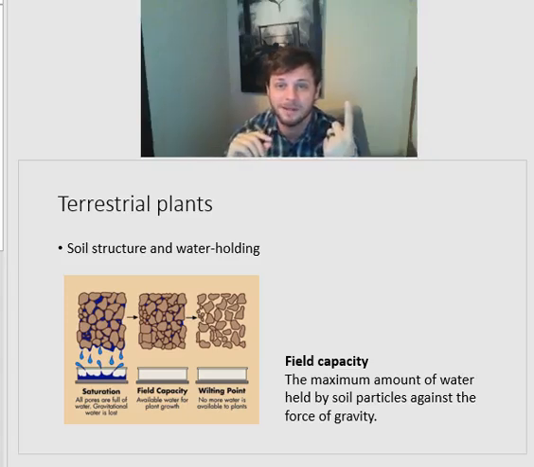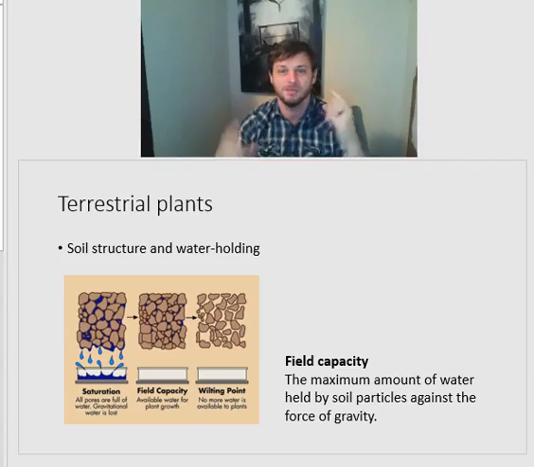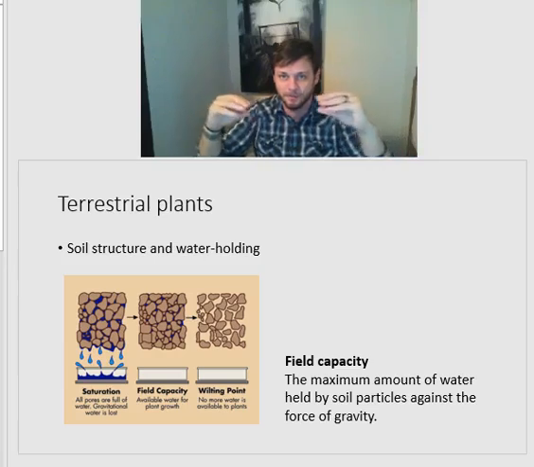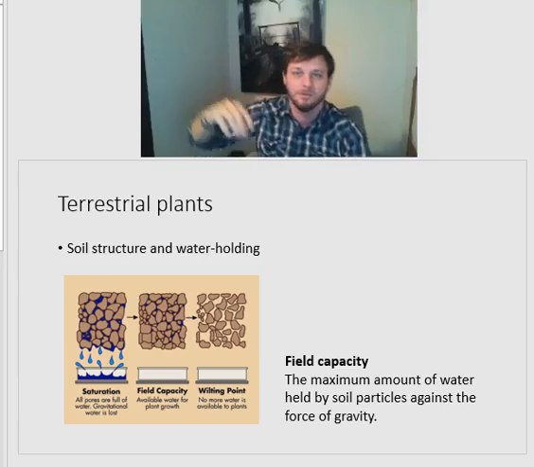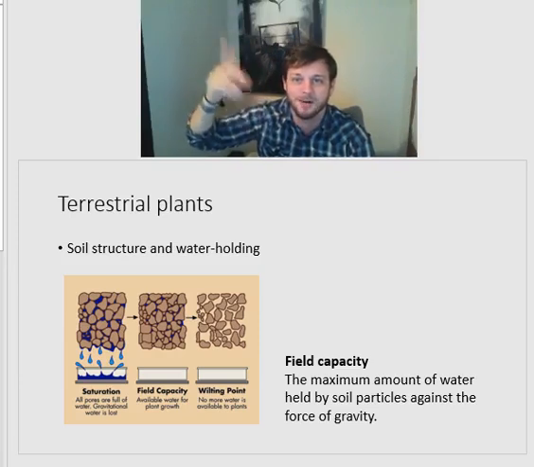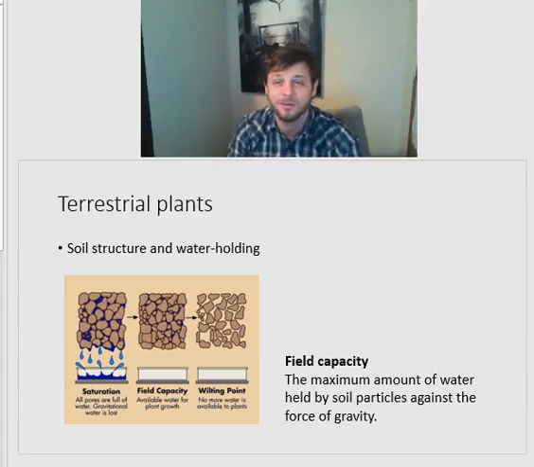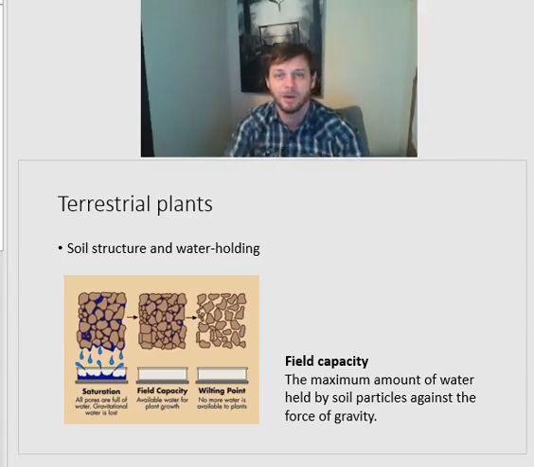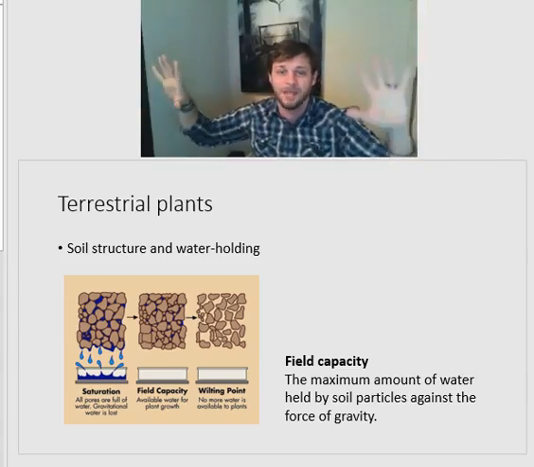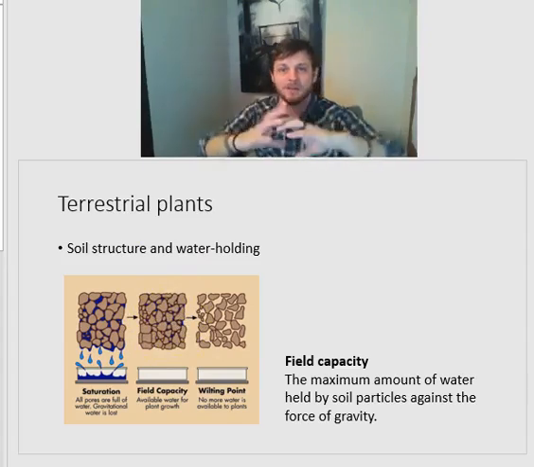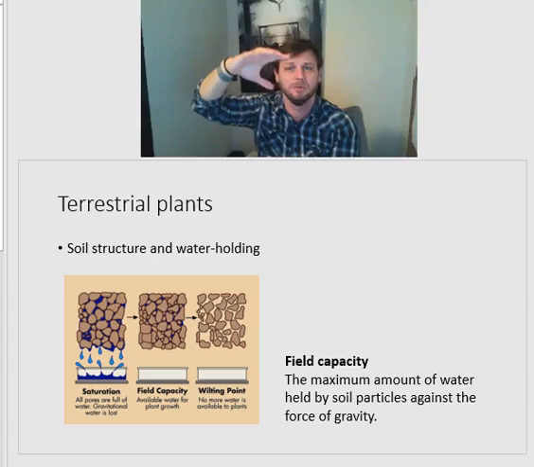So water likes itself. It has this thing called cohesion where water wants to stick with water. If you get two drops of water and you connect them together, they will merge, right? If you've ever raced raindrops down a windshield, that is because of cohesion. They want to stick together. But water also has another property called adhesion, where it wants to stick to other things too. And so the water in a field capacity situation is sticking to these soil particles and to each other, and gravity's not strong enough to pull it out.